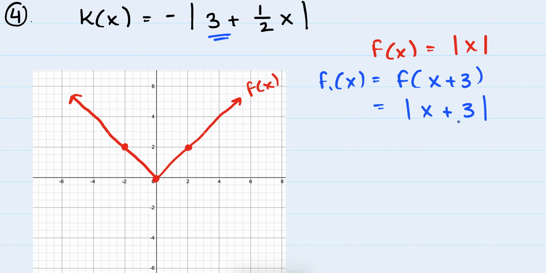All right, so plus 3 means I move it to the left 3. So this point over 3, this point over 3, this point over 3. Again, I'm just going to sketch the graph here. As long as I get the majority of it right, that's important. Okay. Erase my parent function.